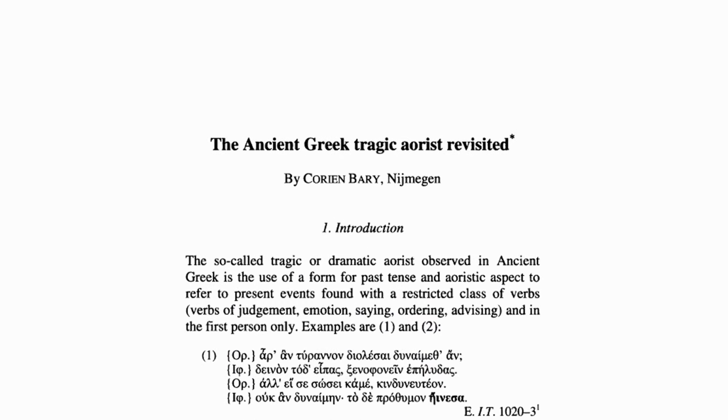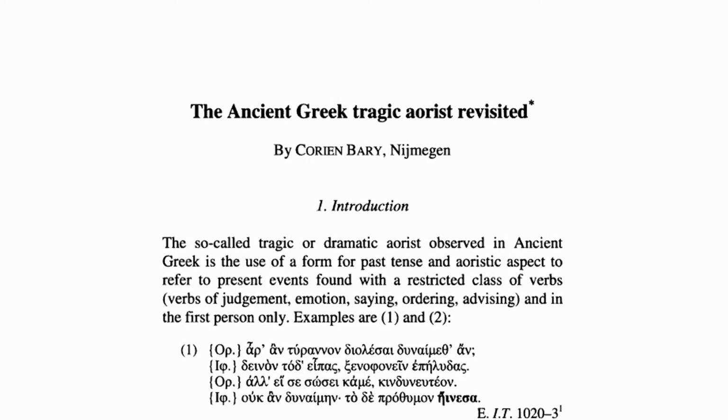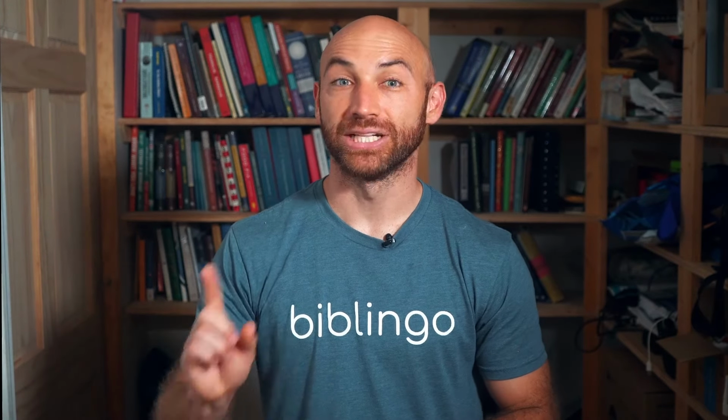There are also examples in classical Greek as well for this use of the aorist, and you can check out Corian Berry's semantic explanation for it, which I don't agree with entirely, of course, because linguists don't always agree with each other entirely, but I do think it is essentially correct.